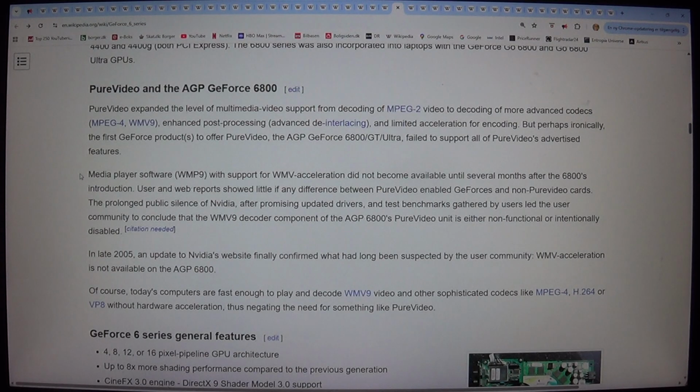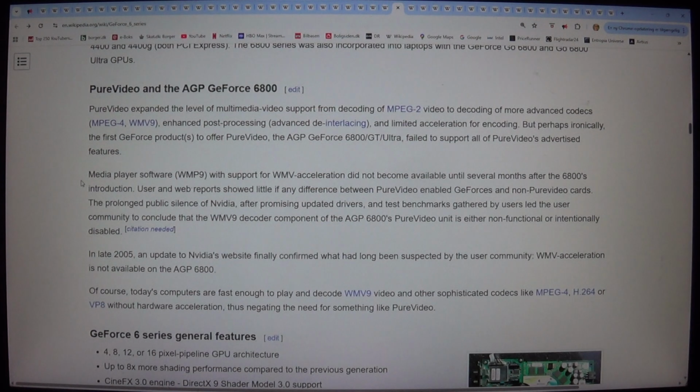PureVideo and the AGP GeForce 6800. PureVideo expanded the level of multimedia video support from decoding of MPEG-2 video to decoding of more advanced codecs, MPEG-4, WMV9, enhanced post-processing, advanced deinterlacing, and limited acceleration for encoding. But perhaps ironically, the first GeForce product to offer PureVideo, the AGP GeForce 6800/GT/Ultra, failed to support all of PureVideo's advertised features.